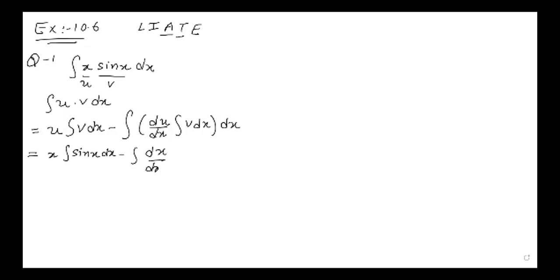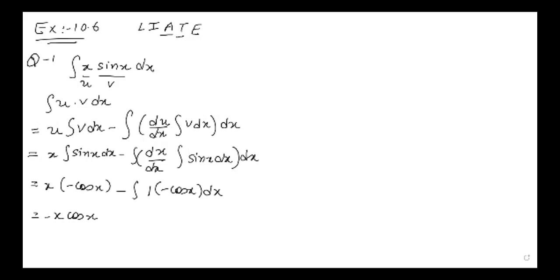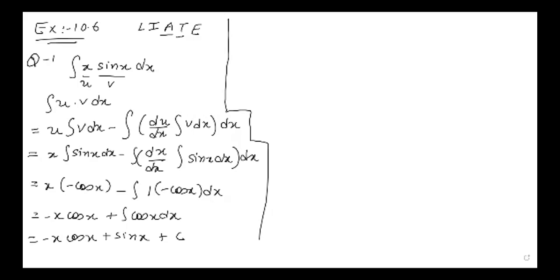Derivative of x with respect to x, integration sine x dx, whole dx. So integration of sine x is minus cos x. Derivative of x is 1, and this is minus cos x, whole dx. So this will be minus x cos x, this minus will come out and make it plus. Integration of cos x is sin x plus c. So this is your final answer, right? So here we have applied integration by parts.